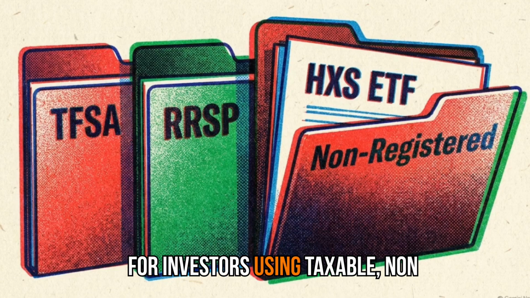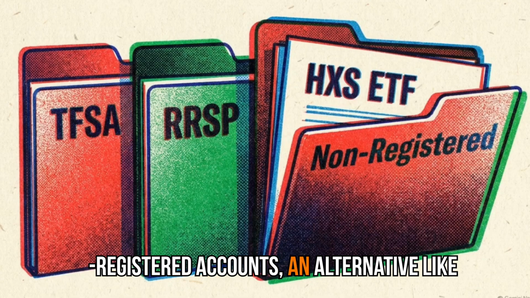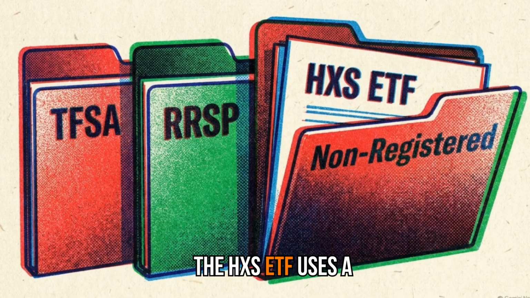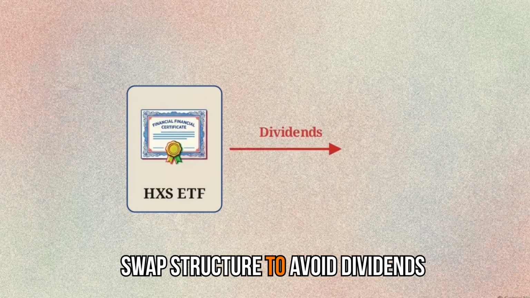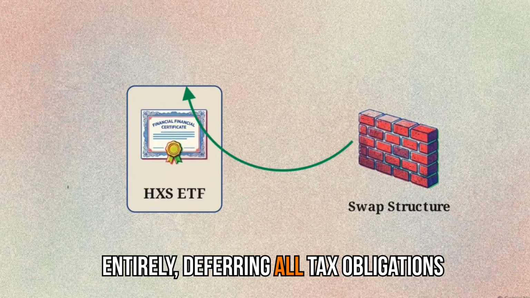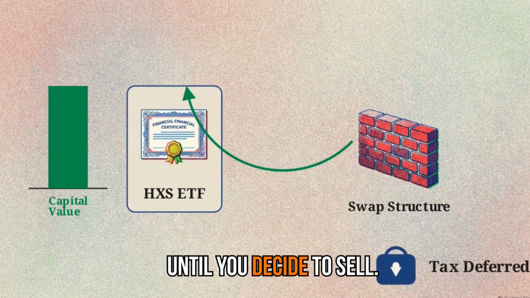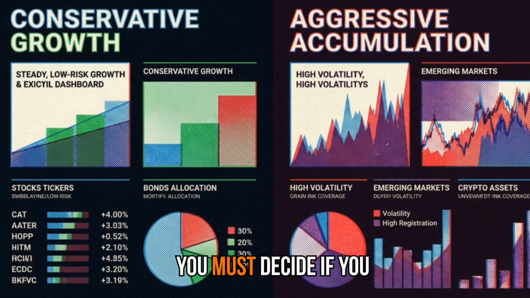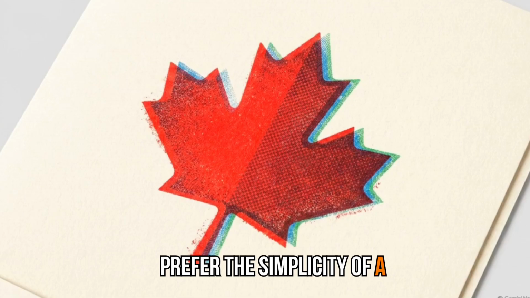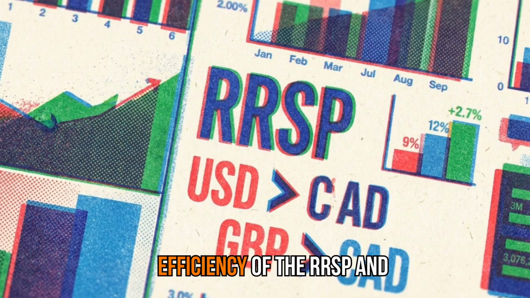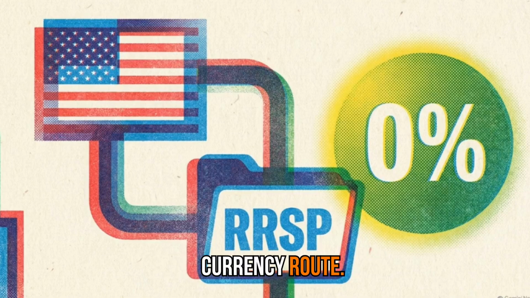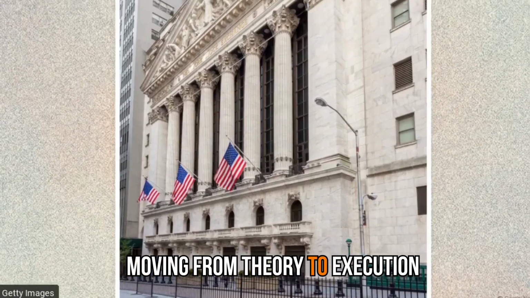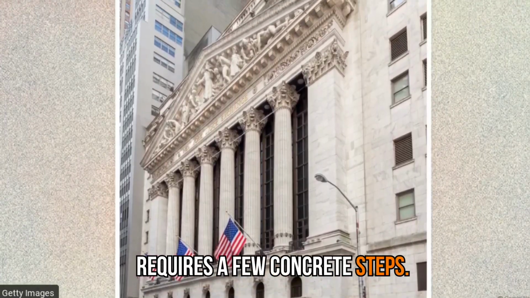For investors using taxable, non-registered accounts, an alternative like the HXS ETF uses a swap structure to avoid dividends entirely, deferring all tax obligations until you decide to sell. Achieving full optimization is a balance. You must decide if you prefer the simplicity of a Canadian fund or the higher efficiency of the RRSP and currency route. Moving from theory to execution requires a few concrete steps.